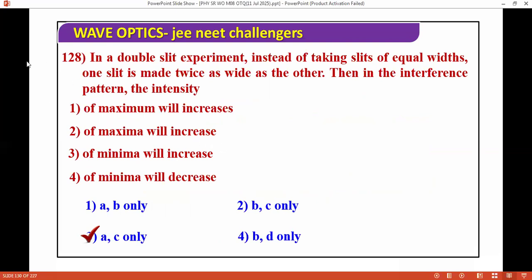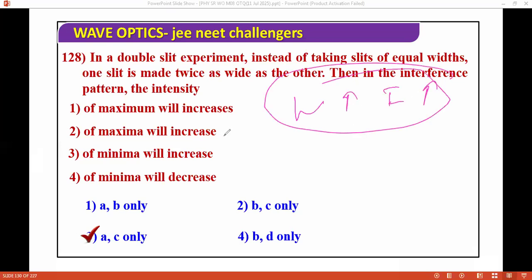So basically, see, if you see width and intensity, if you increase the width, intensity will increase. Okay, intensity will increase. So if you increase the width, intensity will increase. Yes or no?